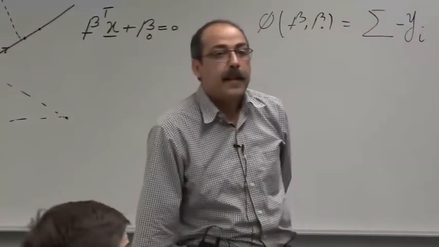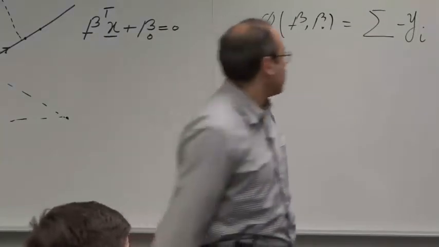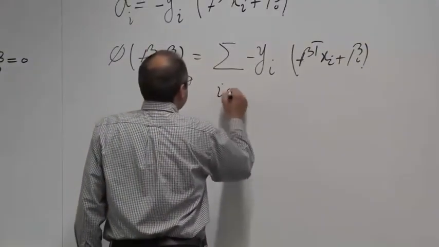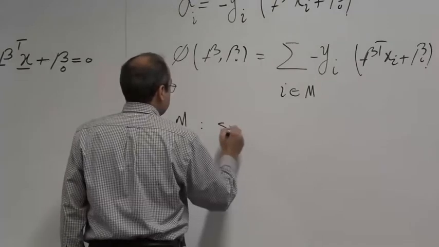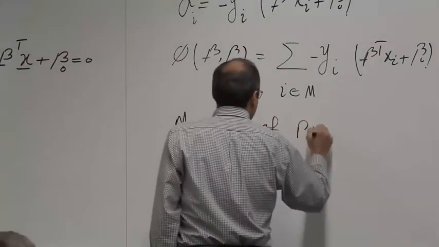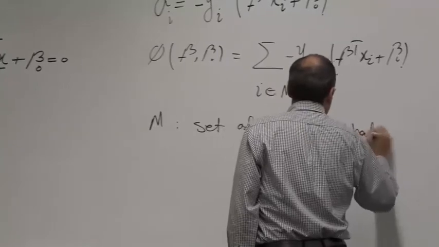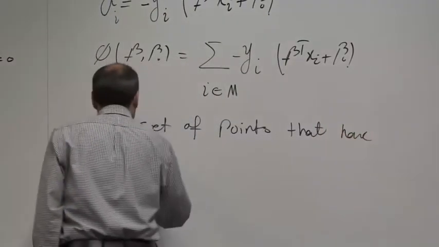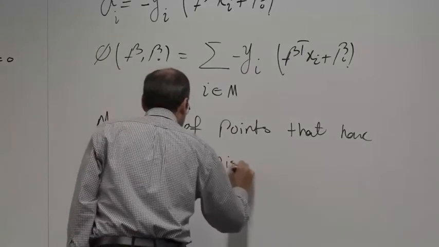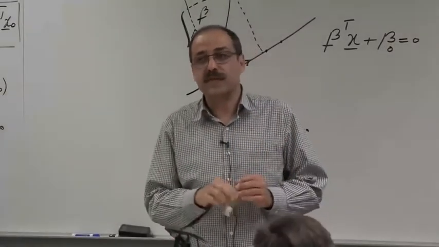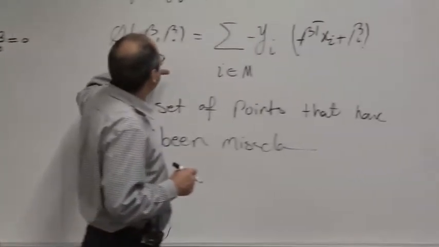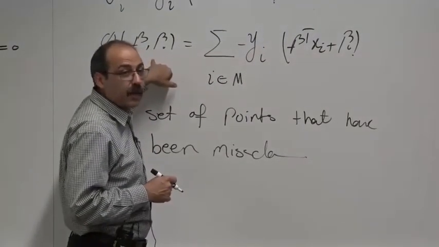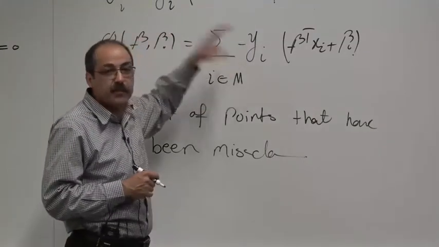The summation is not over all points, but only over the points that have been misclassified, in the set M. M is the set of points that have been misclassified. Not all points, only misclassified. So I need to minimize it. Basically, I need to find beta and beta null in a way that this is minimum.